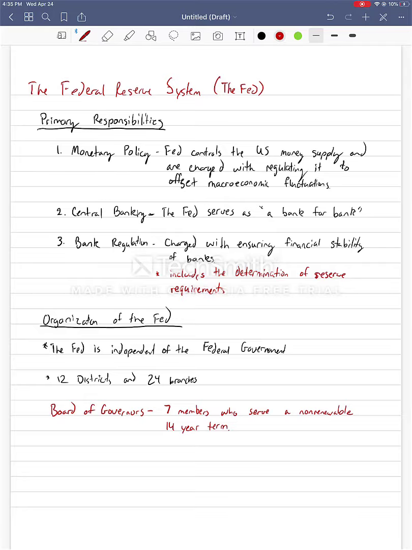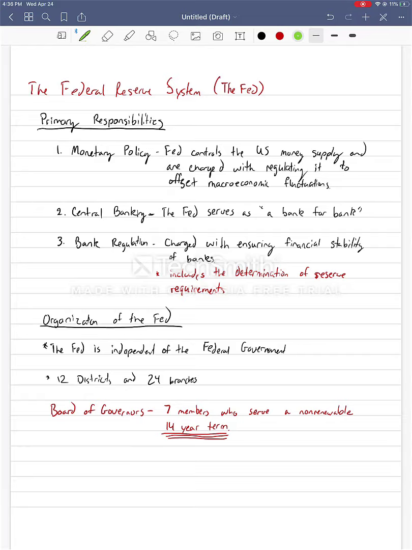Now, the question that I always throw out to my students is, why do you think there's a 14-year term for these members of the Board of Governors? The reason is to protect from any short-term politics, and it helps to ensure that the individuals are more comfortable making decisions that they feel are in the best interest of the economy. The terms are also staggered so that the president can't choose all members to support their party's interests. So the president chooses 2 per term. The president also selects a chairman to serve a 4-year term.